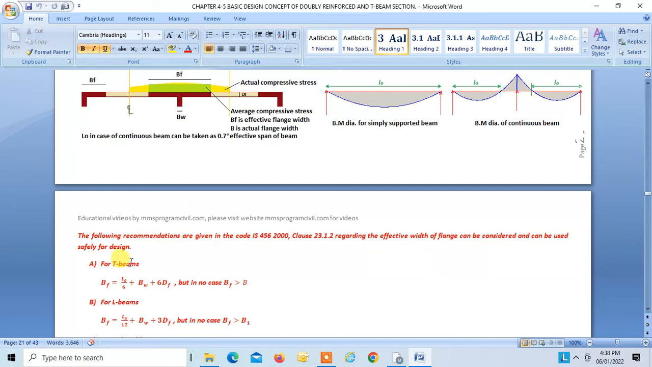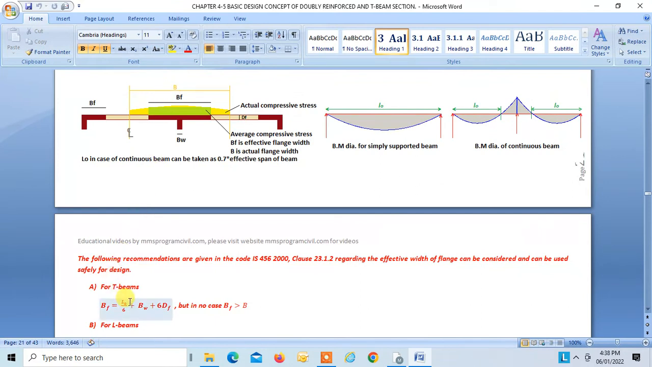These are the T-beams and L-beams which are part of a slab. This is a part of a slab, this is part of a slab. For that you can take effective width of a flange, that is BF, equal to L0 by 6. What is L0? L0 is the distance between the zero moments. In case of simply supported, moment is 0 over here, moment is 0 over here, so this is L0. In case of continuous beam, moment is 0 over here, moment is 0 over here, so this is L0, right?